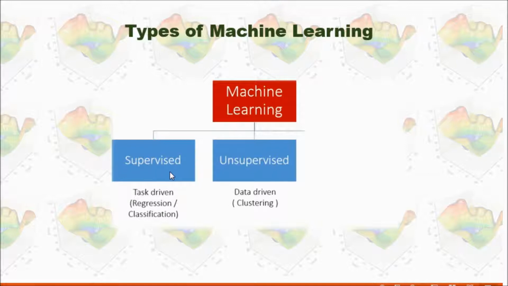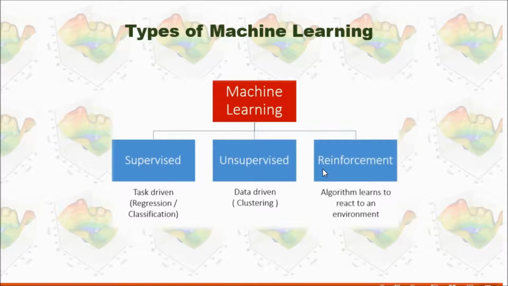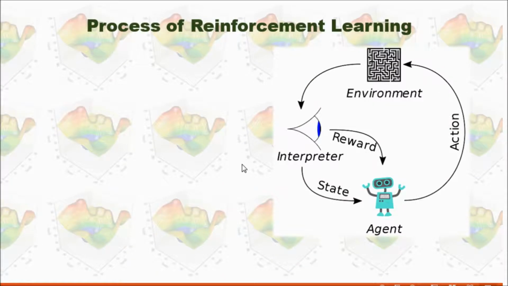Besides the supervised method and unsupervised method, we have another method, that is the reinforcement method. The reinforcement method uses an algorithm to learn to react to an environment. Let's check out the process of reinforcement learning.